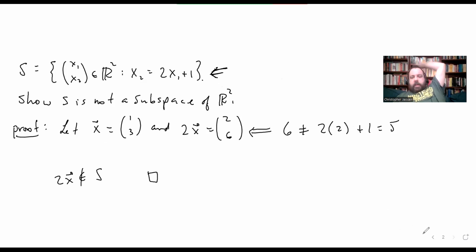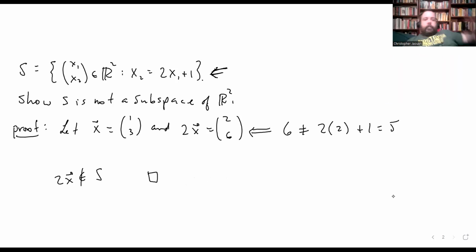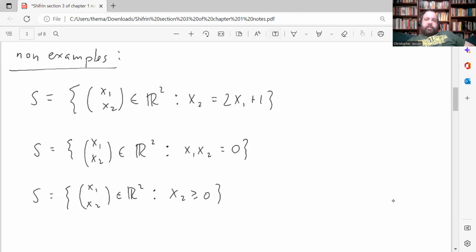Like I said, the other ones are similar. You just show that one or multiple of the properties fail. For example, in this one, actually all three fail. The zero vector is not in there. It's not closed under scalar multiplication, and it's also not closed under addition, which you can check yourself, but you just have to show that one of the properties fails. Okay, let me go back to the notes. These are just two other examples he gives of things that are not subspaces.